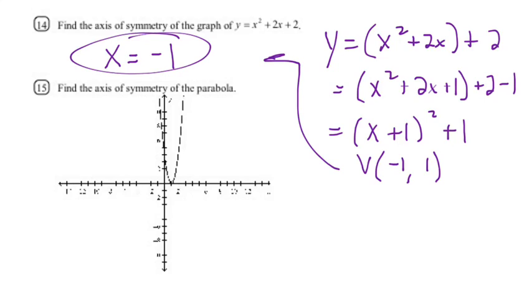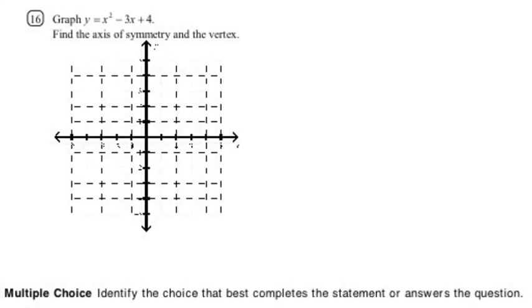Find the axis of symmetry of this parabola. Can't just draw it and say there it is. It looks like it goes through a vertex of 1, 0. So the axis of symmetry, x is 1. 16.